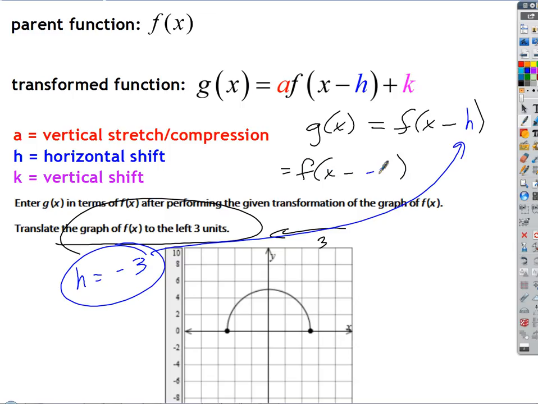Okay, but that's not a very convenient way to write that. When I subtract a negative, what does it become? It becomes like adding. Good. So we'll rewrite that as f of x plus 3. Make sense?